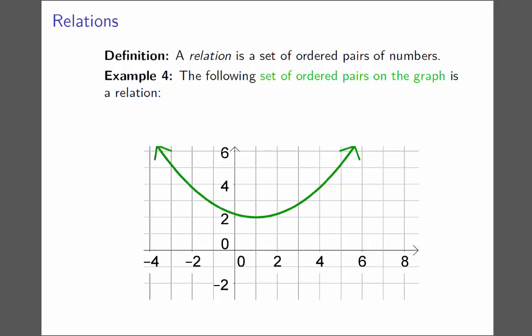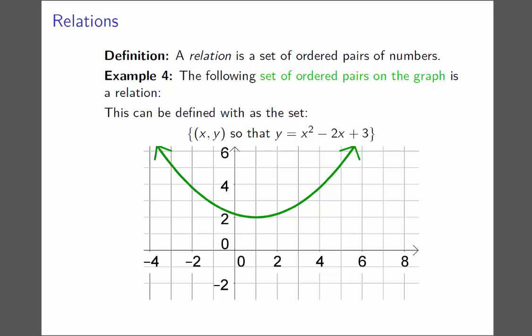Our last example of a relation is the set of ordered pairs on the graph. We can define this set as all the pairs of numbers x and y so that y equals x squared minus 2x plus 3.